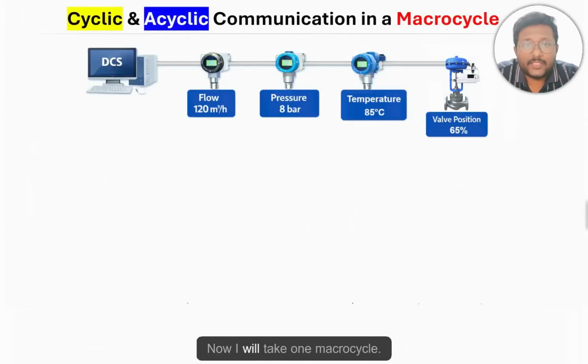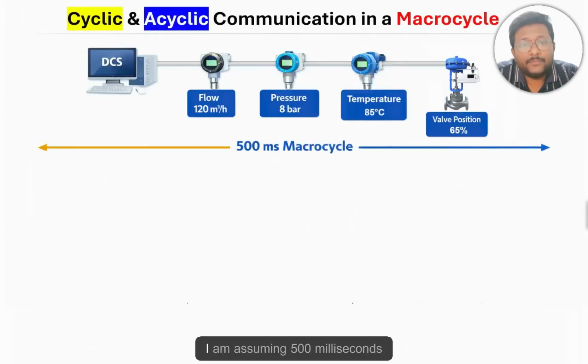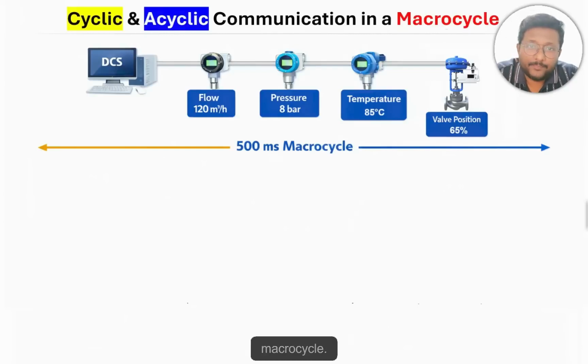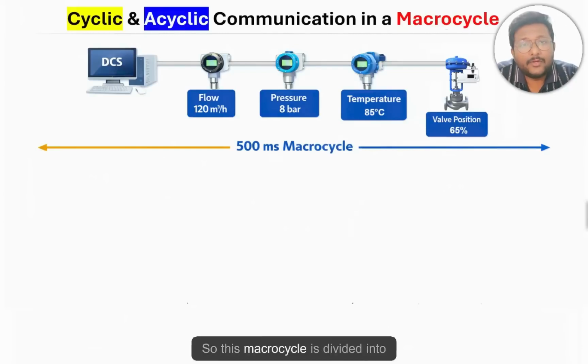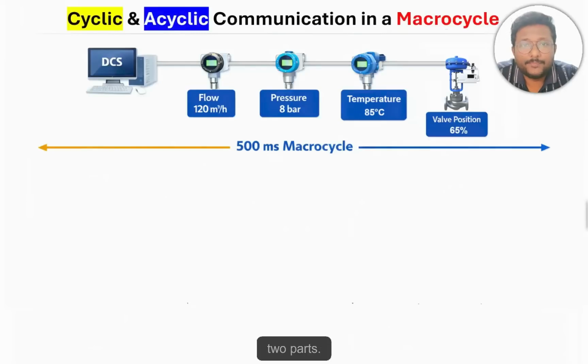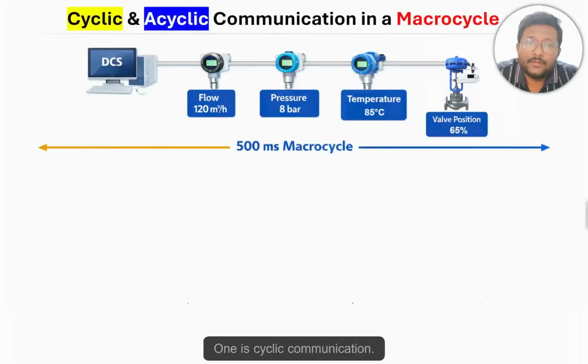Now I will take one macrocycle. I am assuming a 500 milliseconds macrocycle. This macrocycle is divided into two parts. One is cyclic communication to exchange the data between field instruments and the control system. Which data? Process parameters like process variables, I mean the measured process parameters, right? And another part is acyclic communication for calibration purposes or for the configuration of the device.